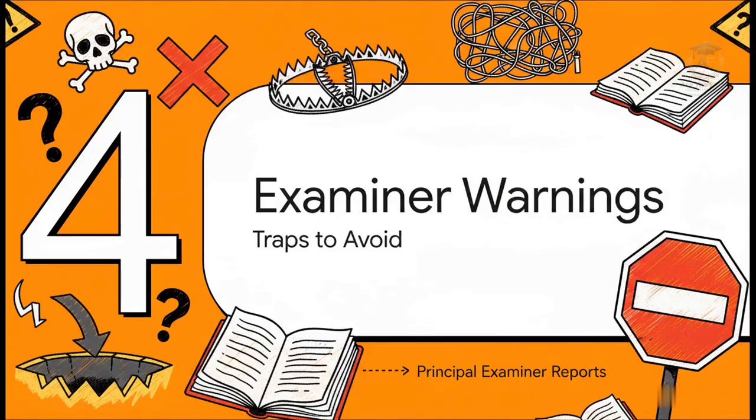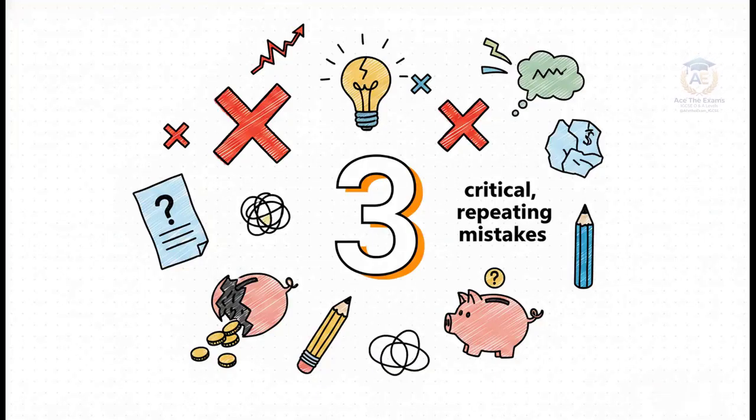Section 4. Top examiner warnings. Traps to avoid. Now we enter the final high-stakes workshop segment of our explainer. We've talked about exactly what to do. Now we need to talk about what absolutely not to do. There are exactly 3 critical repeating mistakes that examiners see year after year. These are the completely unforced errors that cost highly intelligent students their top grades. Let's break them down systematically so you never fall into these traps.